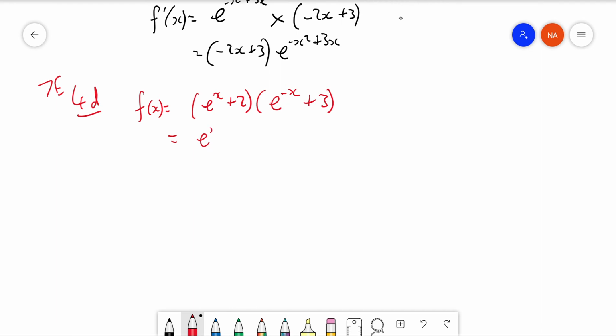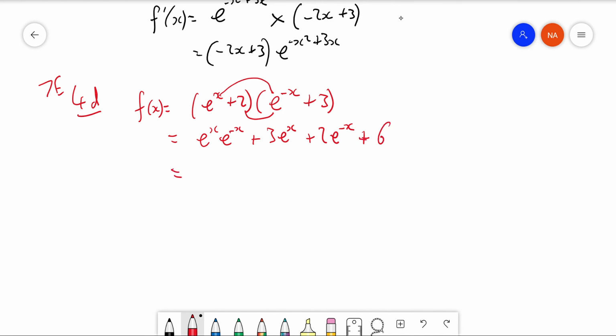So you get e to the x times e to the negative x, that's the first two. Then you get e to the x times 3. I'll write it the other way around, 3e to the x. And then you get 2e to the negative x. And then you get 3 2s are 6. So there's the four things when I multiply out that bracket.